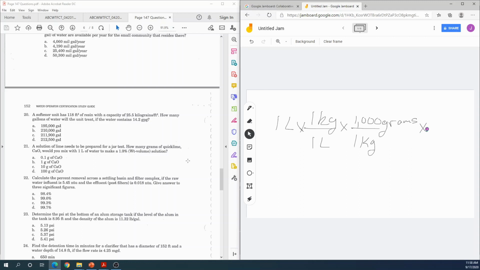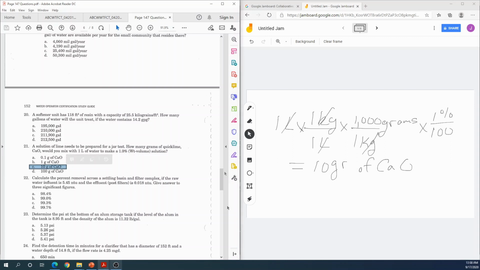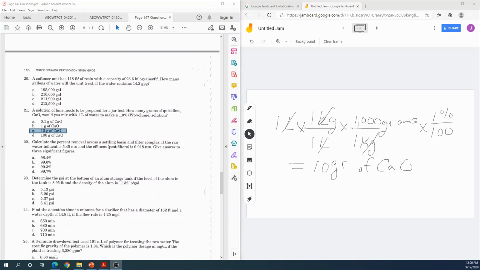Now we're looking for a 1% volume solution. We want 1%, which would be 1 over 100, or 0.01. Run our math through. Liters cancel liters, kilograms cancel kilograms, and we're left with grams. So 1,000 divided by 100 is equal to 10 grams of CaO, which is answer C. The next problem we're going to look at is going to be problem number 27.